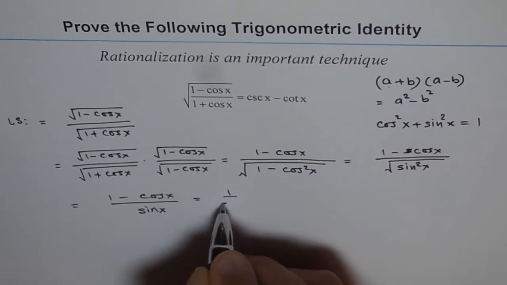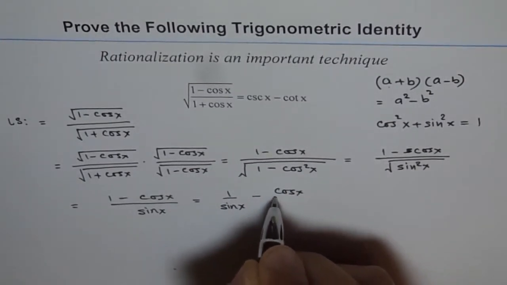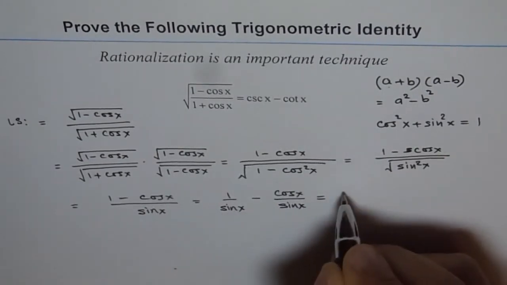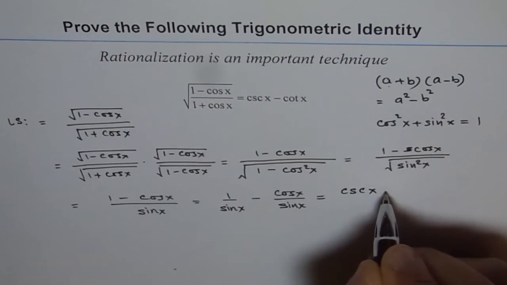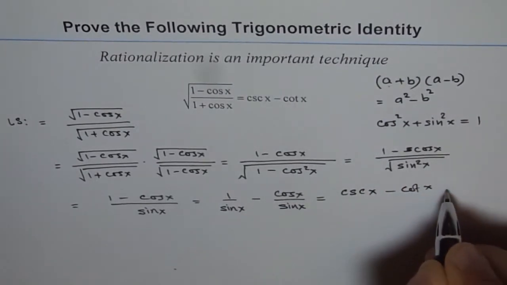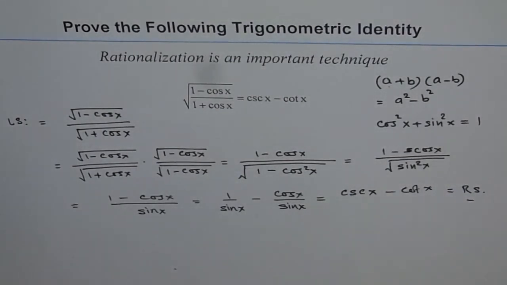which is 1 over sine x minus cos x over sine x. So 1 over sine x is cosecant x, and cos over sine is cotangent x, okay, which is our right side. So we have proved the left side is equal to the right side. Hence, the identity is true.